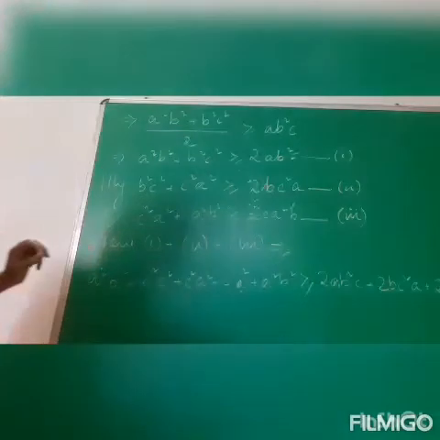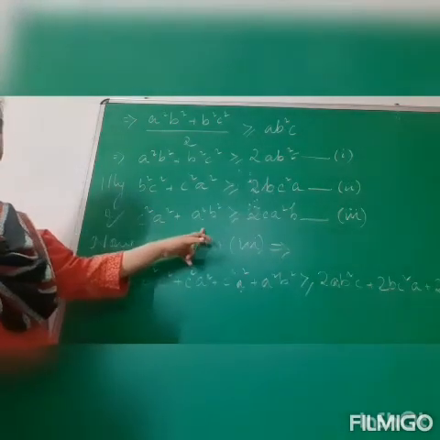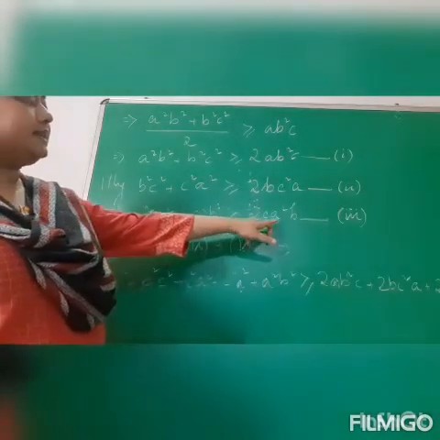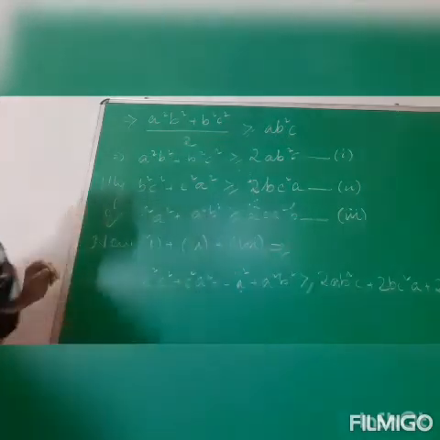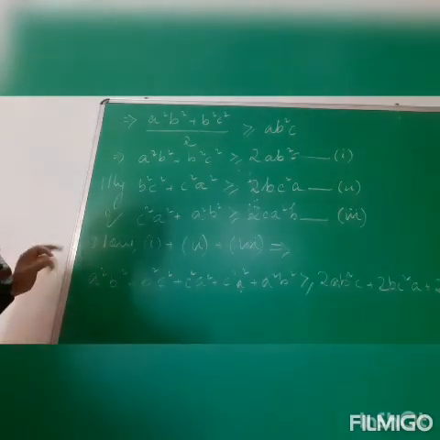So this pattern follows. Again, c square a square plus a square b square. If I take these two terms, I will get this as greater than equal to 2c a square b. I will keep this one as equation number 3. Now, if I add these three equations, what will I get?